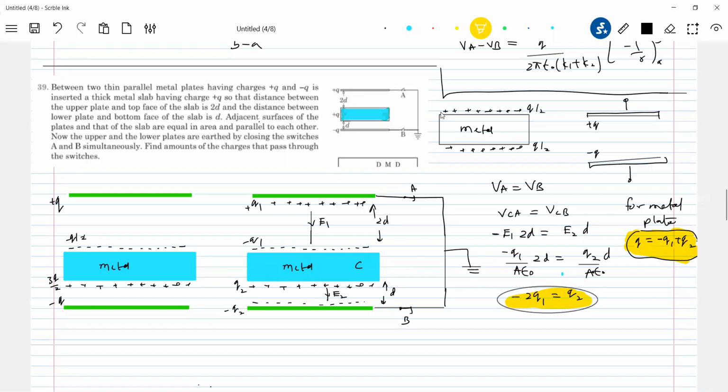Is it okay? Why negative sign? VAC. VAC is what I took positive here, because plate A is having positive charge Q1, no? According to the charge distribution, what we are given, E1 will be like this. So therefore, VCA should be negative, no? So minus E1, 2D that is. Anybody value Q1, Q2?